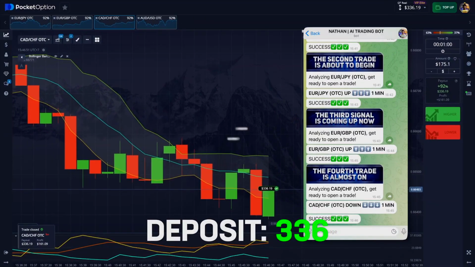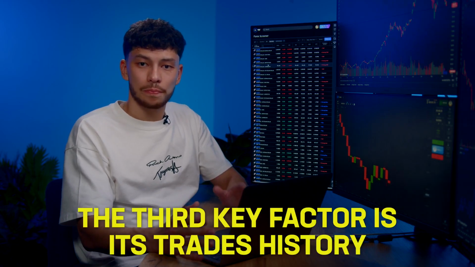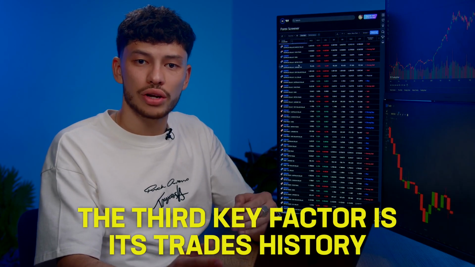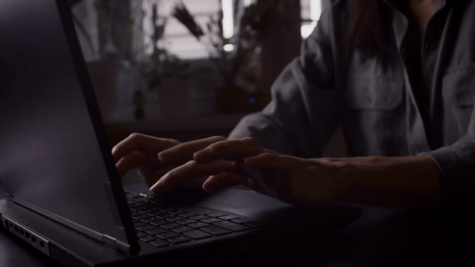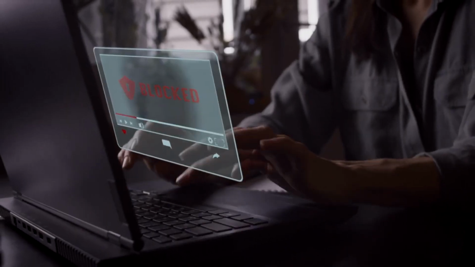Another key factor when choosing a trading bot is its trade history. It's important to review its track record and understand its performance. If that history is not available to the public, it's a red flag. A developer confident in their bot won't have anything to hide.